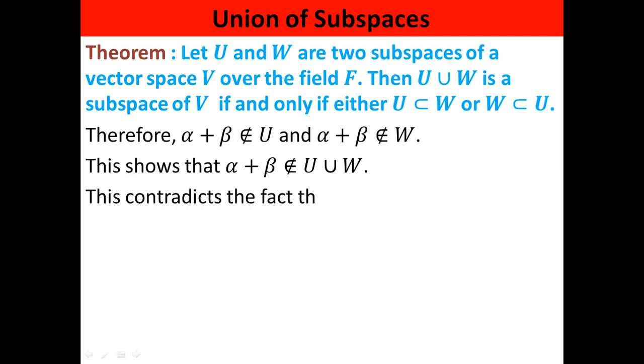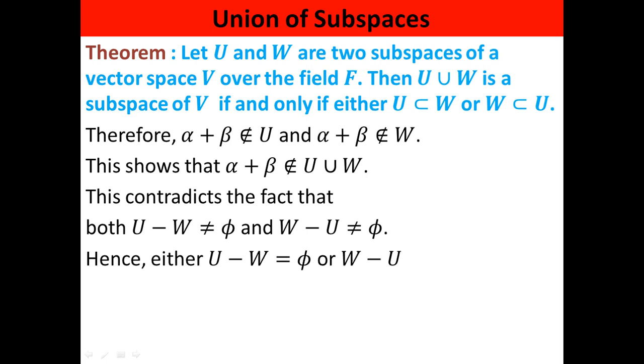This contradicts the fact that both U minus W not equal to phi and W minus U not equal to phi. These are assumptions. Due to the assumption, this contradiction arises, so these are not possible. So what is the original result? The original result will be that both U minus W and W minus U must be empty.